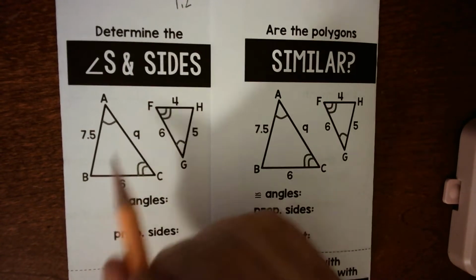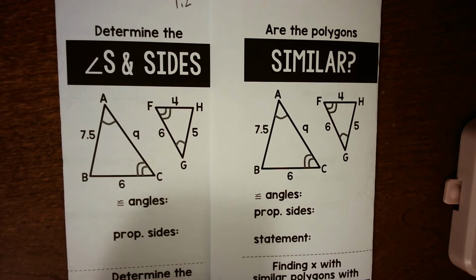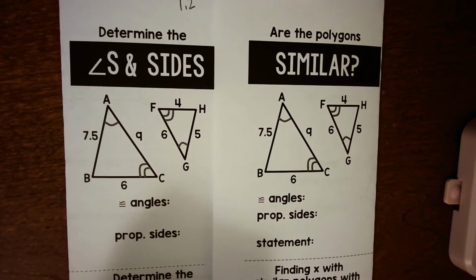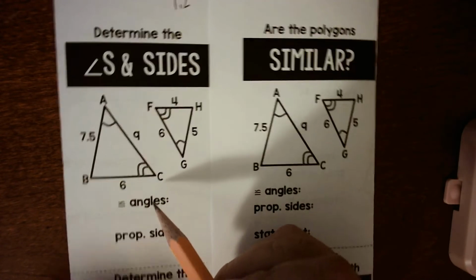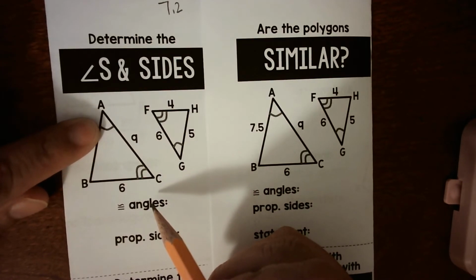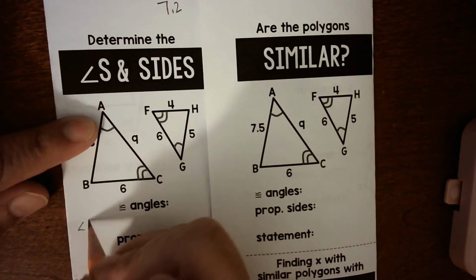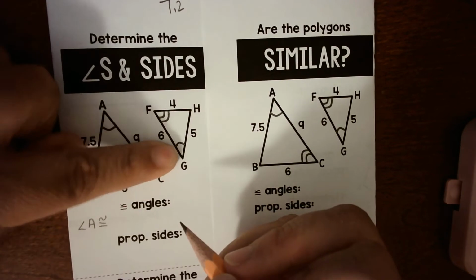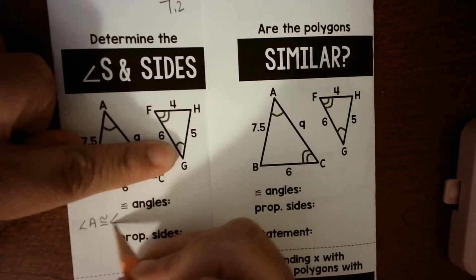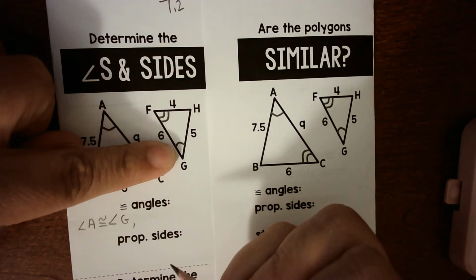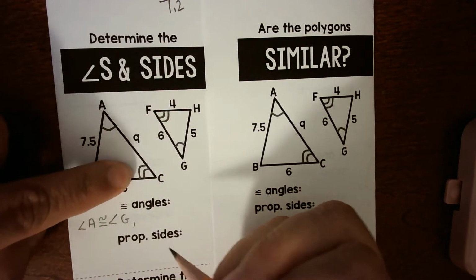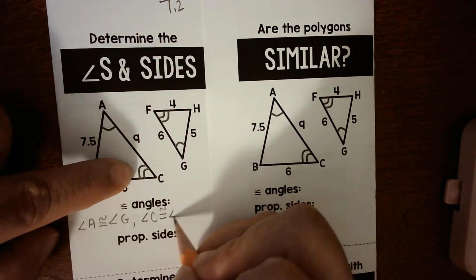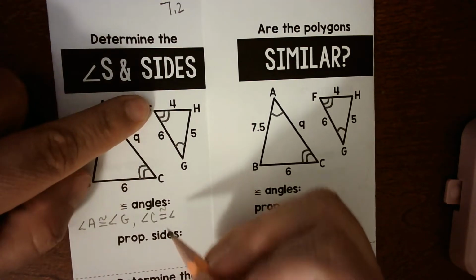Usually when you have something like this, you're told that they are similar, and you just have to tell me which sides correspond with one another. So for congruent angles, I want you to look at the marking. We have this one single mark. So that means angle A is congruent to the single marking over here with this angle G. The other one has the two markings, so we have angle C is congruent to angle F.